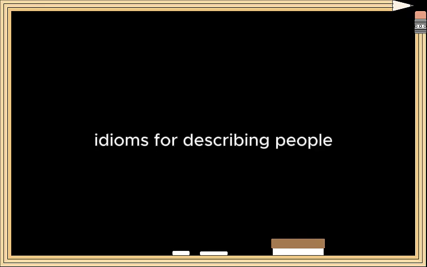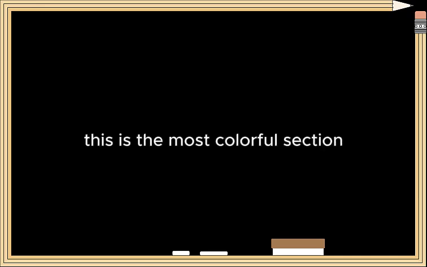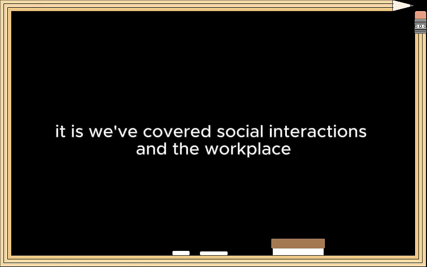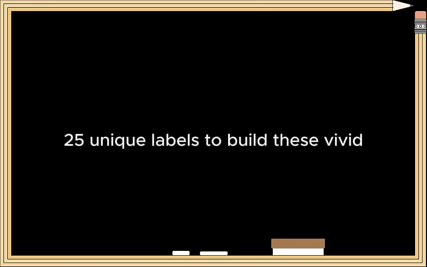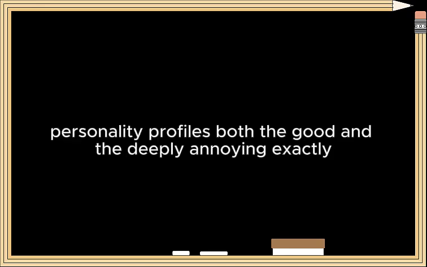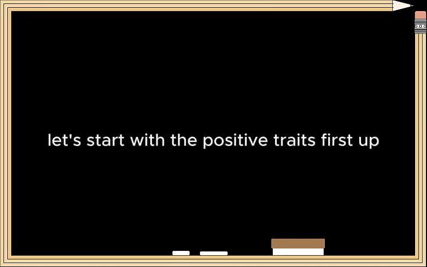Okay. Section 3. Idioms for describing people. This is the most colorful section. It is. We've covered social interactions and the workplace. Now let's get into the labels for people themselves. 25 unique labels to build these vivid personality profiles. Both the good and the deeply annoying. Exactly. Let's start with the positive traits.